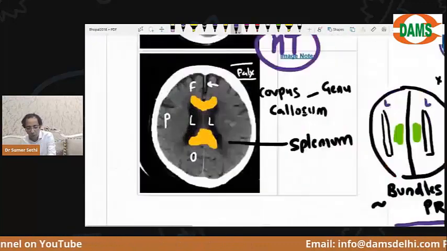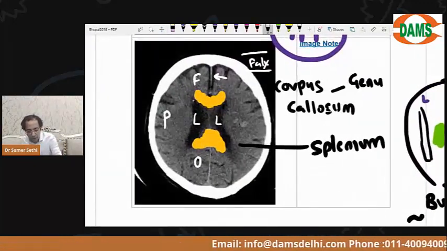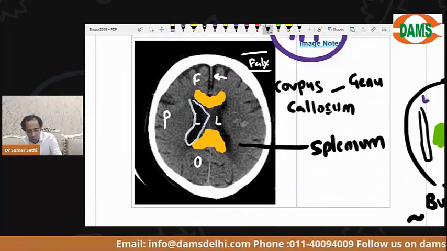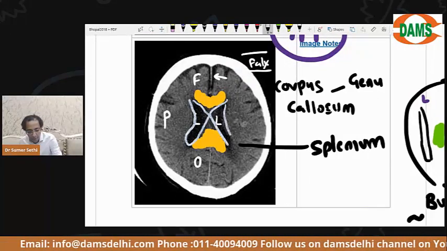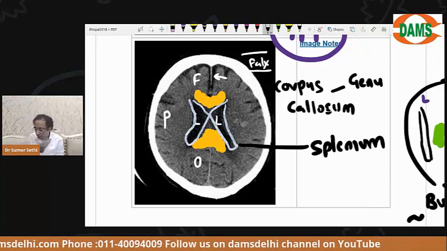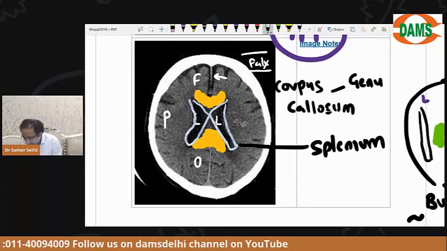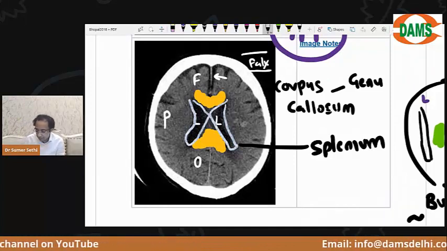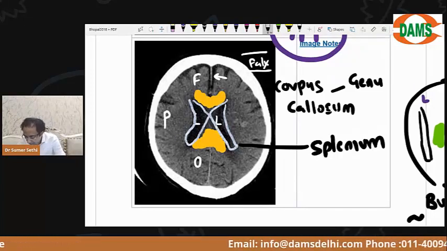So this is how the normal should be. The normal should be like this. Lateral ventricles should be closer to each other like this, and you should have the corpus callosum around it. Everybody clear? Okay. Okay, everybody understands.